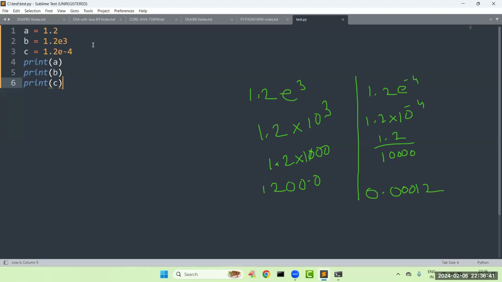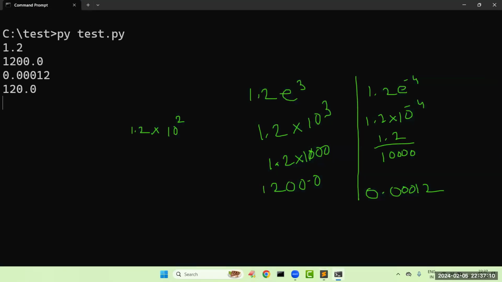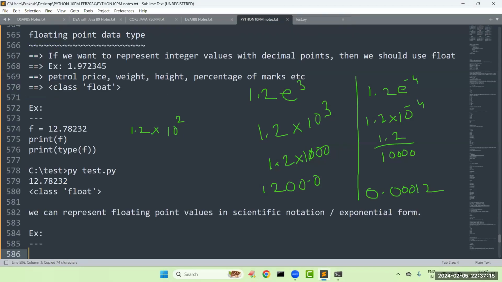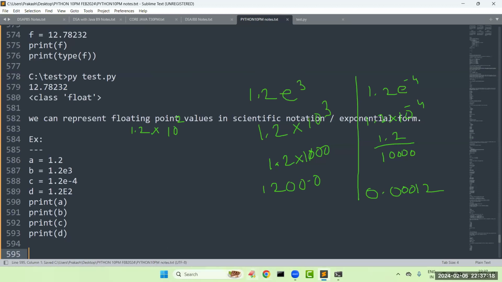Sir, next, after that, compulsory we have to use only small e? You can use capital E also. Then if you print the value, the output we are going to get is 1.2. E value is nothing but what? 10. So 10 power 2. Whether it is a small e or capital E, the output is always the same. Let us execute and see. Perfect. I hope everyone understood how these floating point values are represented.